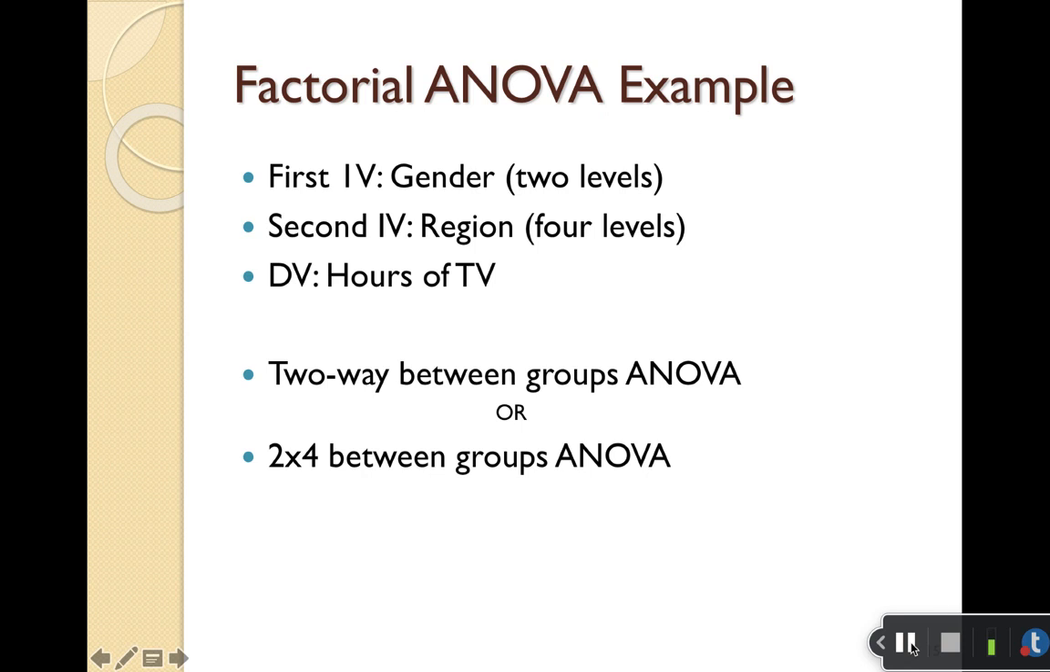There is also another way that you might see in a journal article, the second option here. In this case, the number of numbers represents the number of independent variables. So I have the number 2 and the number 4, so I have 2 numerals here. And then the value of the number represents how many levels. So my first independent variable of gender has 2 levels. My second independent variable of region has 4. So that gives me a 2x4 between groups ANOVA.